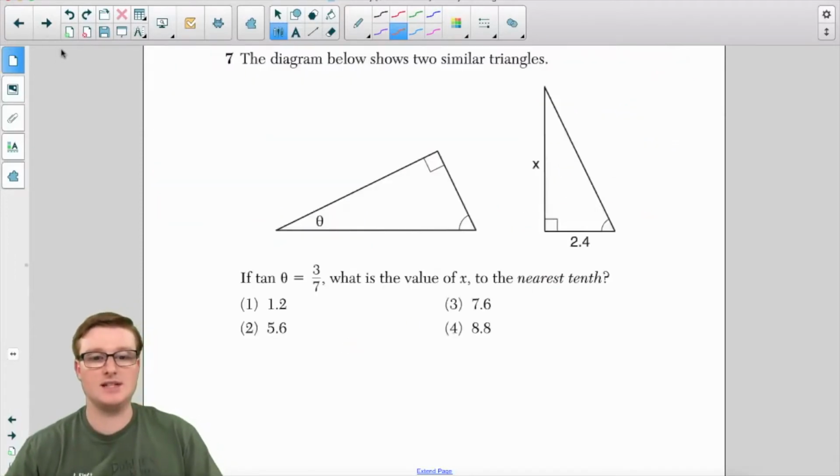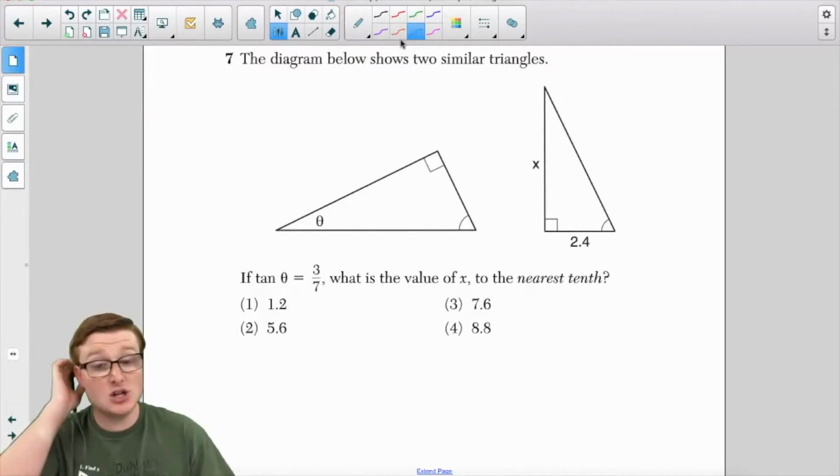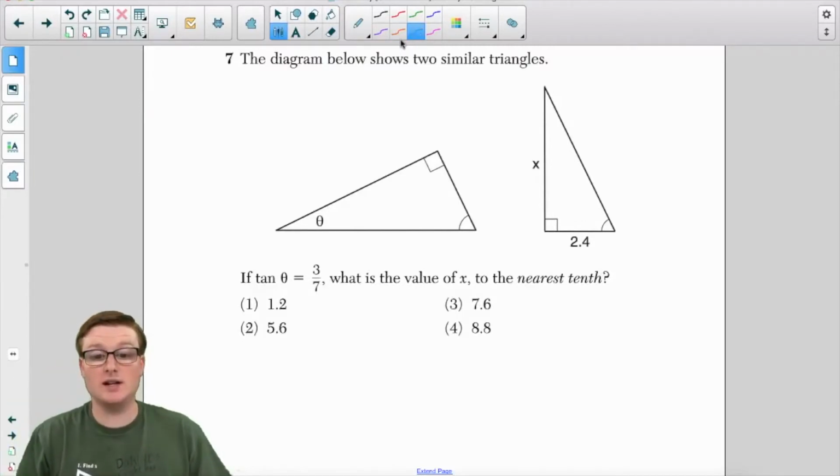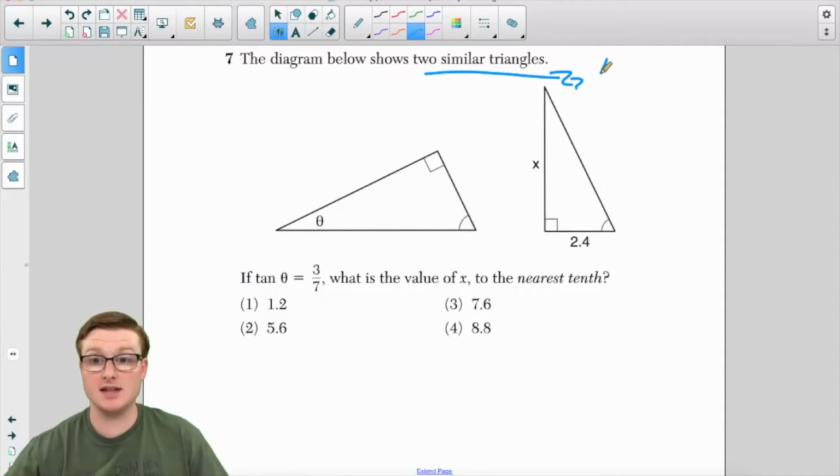Moving on to question number 7. The diagram below shows two similar triangles. If the tangent of theta is 3/7, what is the value of x to the nearest tenth? So a couple things. They tell us that they're similar triangles. That tells us that similar triangles are in proportion. And we are going to be doing this in a moment here.